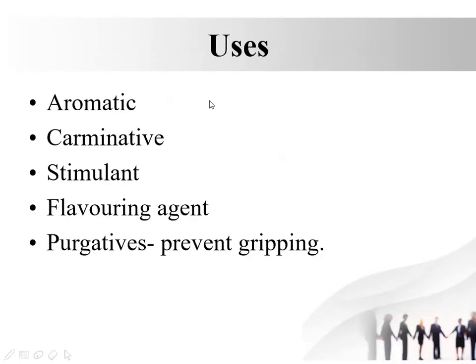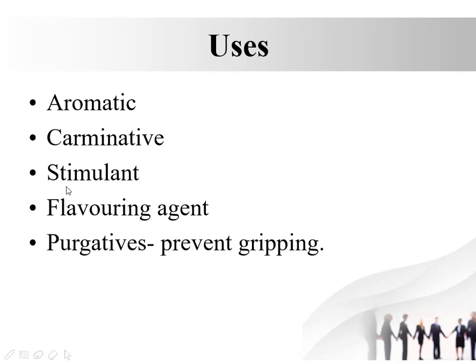Uses of coriander. Coriander is used as aromatic. Here the word aromatic means that it provides a pleasant smell. Thus coriander is used in fragrance or aroma. Coriander is also used as carminative. The function of carminative is to expel out the gas from the stomach.